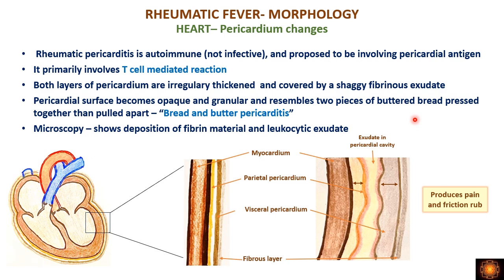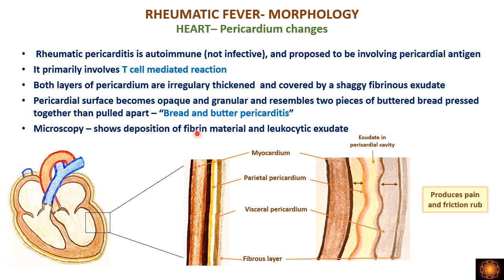So we have that butter gives a granular appearance. So here the appearance in between the two pericardial surfaces will be similar. That's why it's also called bread and butter pericarditis. Okay, so another name of pericarditis in rheumatic fever is bread and butter pericarditis.